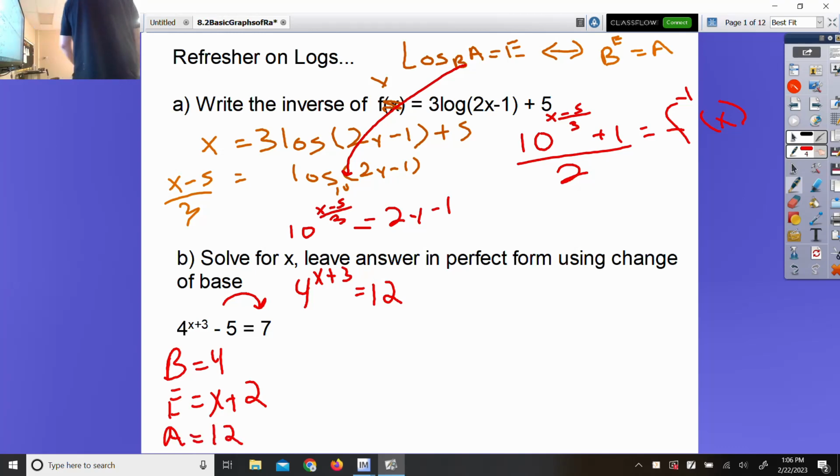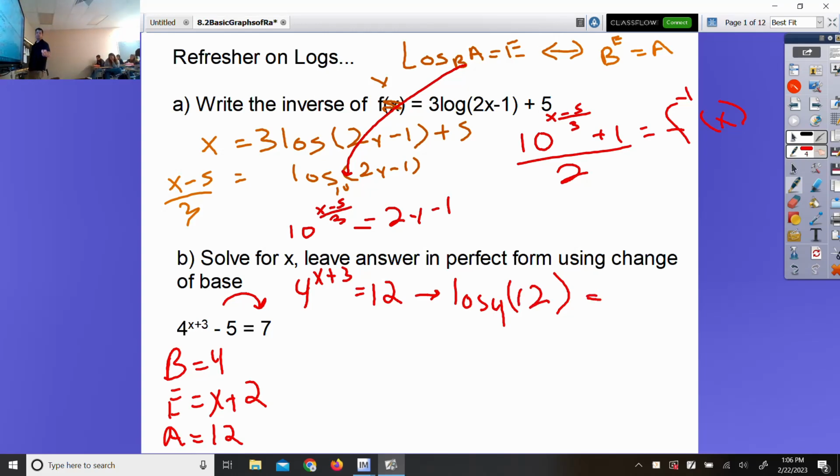Well, when you write as a logarithm, what's your base? Log base 4. The argument is the old answer, 12. 12 must equal the exponent, x plus 3. One step and it's solved. Minus 3. Now, why do you think I mentioned using change of base?